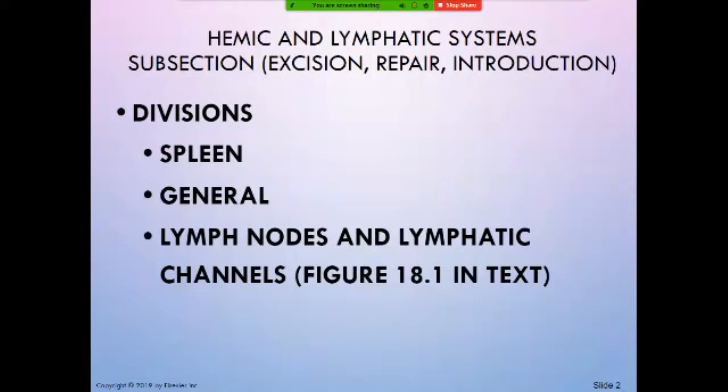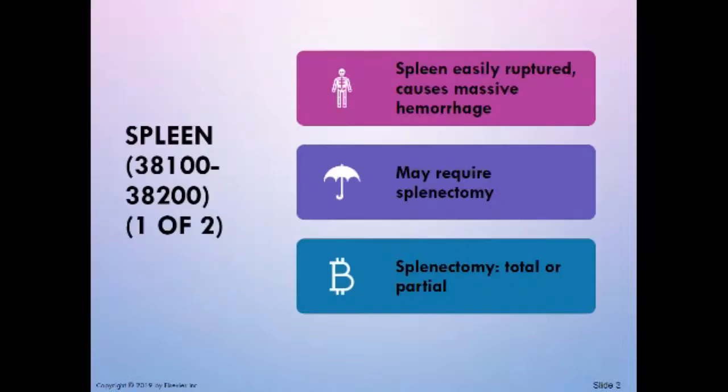This subsection is divided into subheadings of spleen, general, and lymph nodes, lymphatic channels. It's further divided based on the type of procedure, such as an excision, incision, or repair. Spleen, 38100 through 38200. Codes for spleen are further divided into excision, repair, laparoscopy, and introduction.